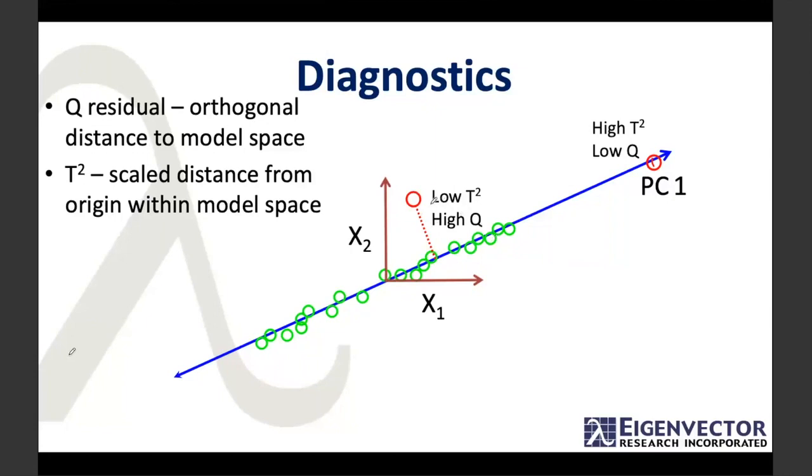This sample has a low t-squared, however, because when I project it into my model, into this line, its projection is right in the mix with the other samples. It's actually fairly close to the origin. There's several calibration samples that have projections which are higher than this red sample.